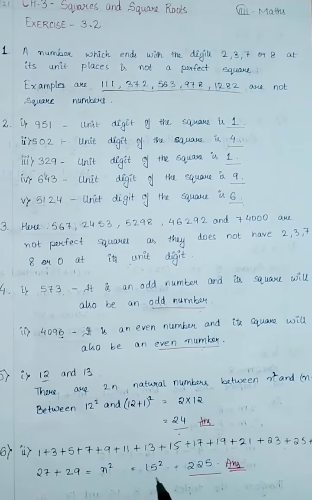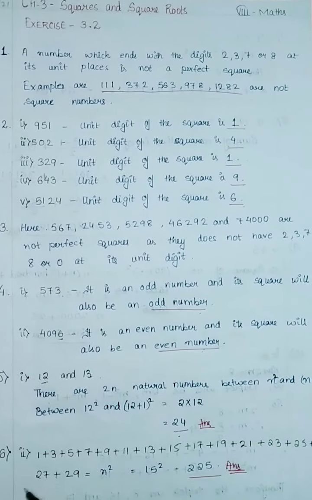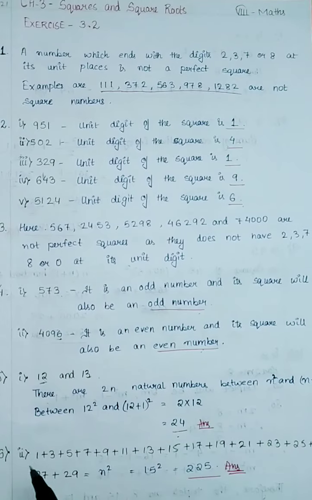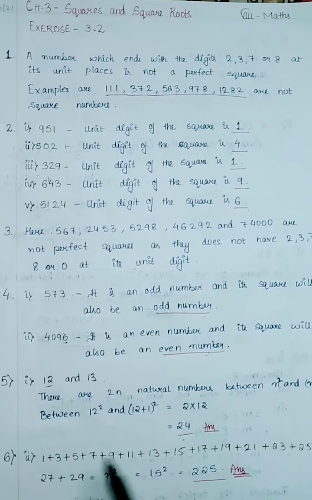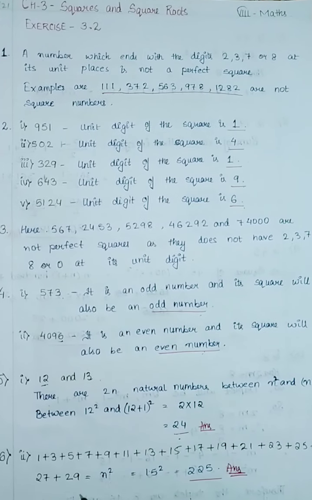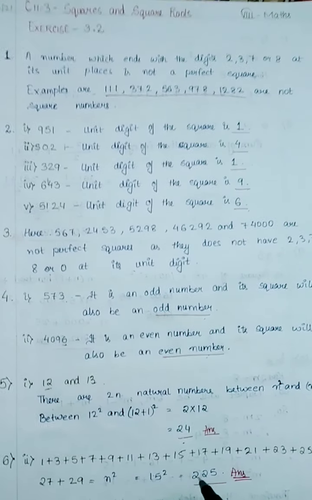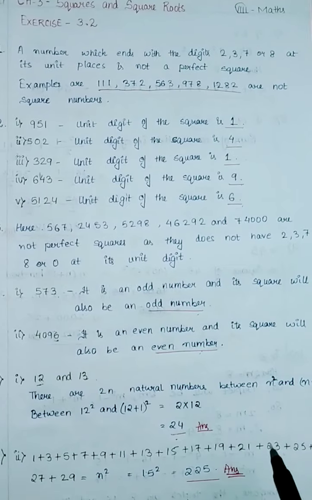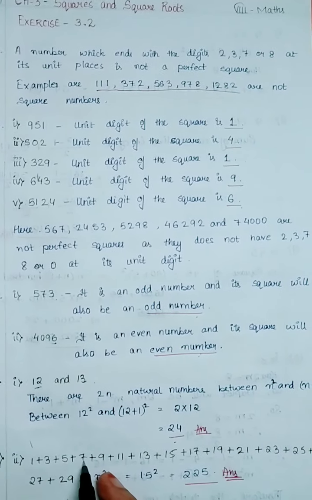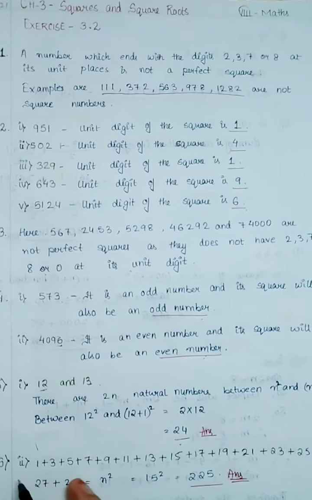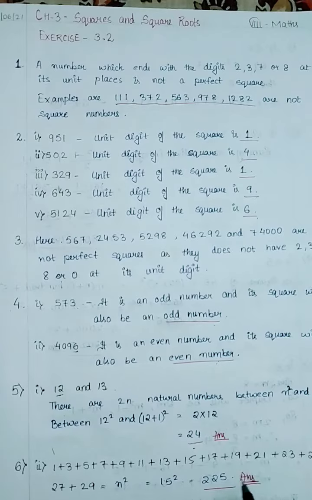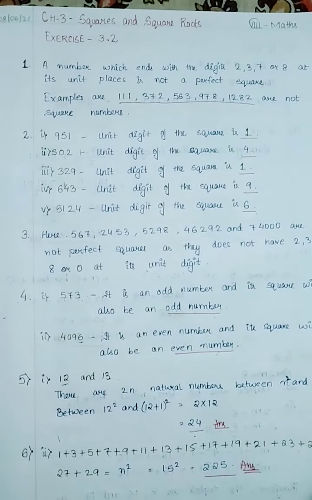In question number 6, you have to write what will be the sum and what will be the square. How many numbers are there, you just count it out. There are 15 numbers, so 15 square will be 225. So the sum will be 225. Without adding, we can directly say it. If there are 4 numbers, the answer will be 4 square, that is 16. So here the numbers are 15, so we directly do 15 square, that is equal to 225. This also I have taught you in the property.